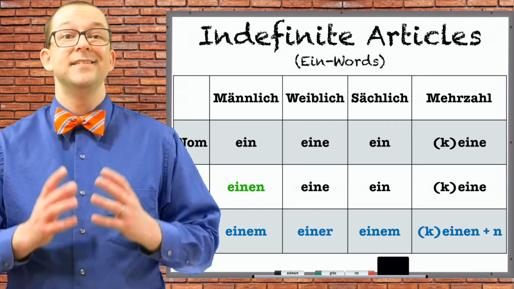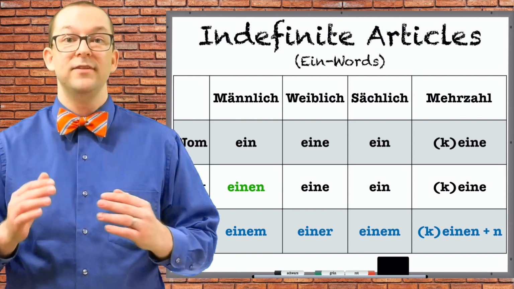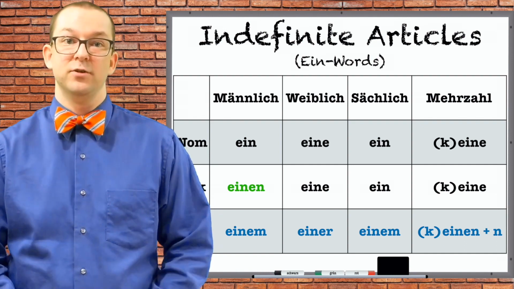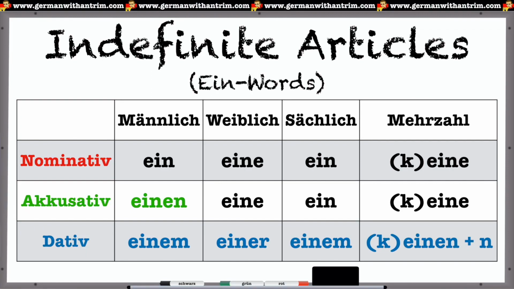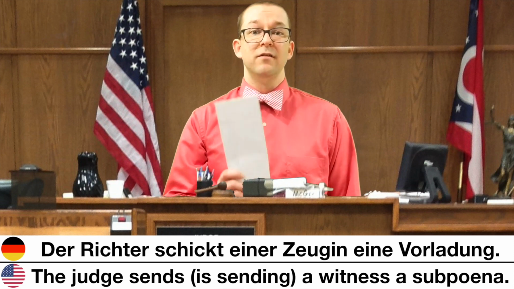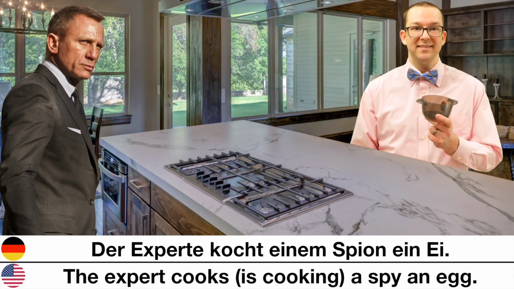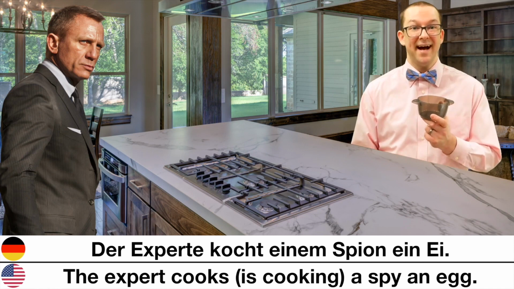The dative case is the first case that you learn about that uses the same endings for all of the definite and indefinite articles. By that I mean that the masculine and neuter ones end in M. Feminine is now R, and plural is an N. Der Richter schickt einer Zeugin eine Vorladung. The judge sends a witness a subpoena. Der Experte kocht einem Spion ein Ei. The expert cooks or is cooking a spy an egg.